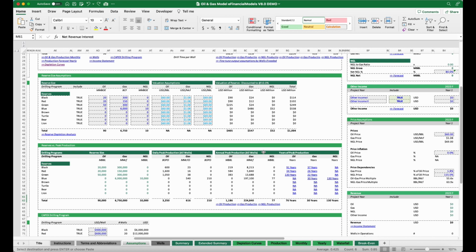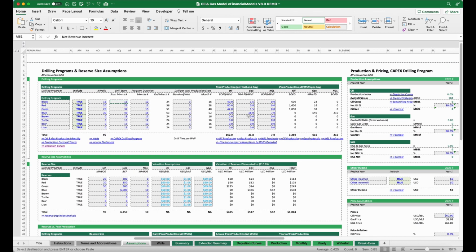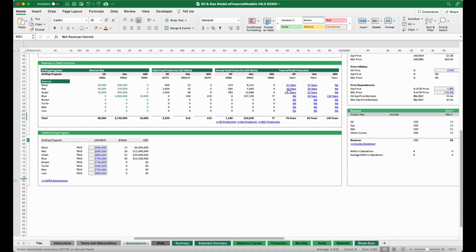Another factor we want to keep in mind is that we need to be sure that whatever we input here in terms of production level is covered by reserves. So we want to know how many years of peak production we could sustain, and we just want to make sure there are enough reserves so that we can execute our production plan.